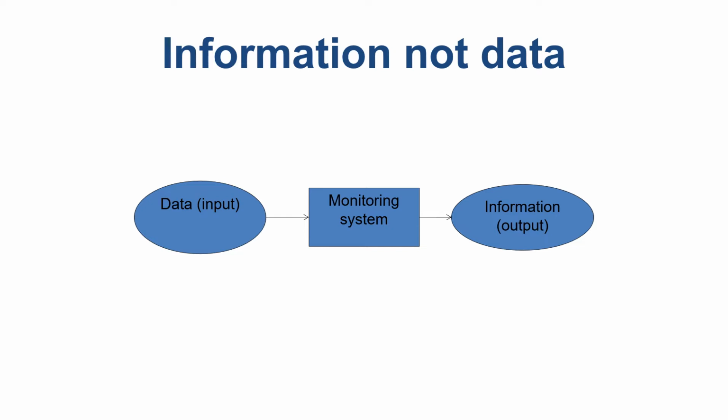So it's important to think of a monitoring and evaluation system as being about information, not the data. The data merely is what we input. The system is what we do with that data, how we process it, and the output is the information. So a system will be trying to get the data, having it in a process of analysis and reporting, trying to get that information as the output.